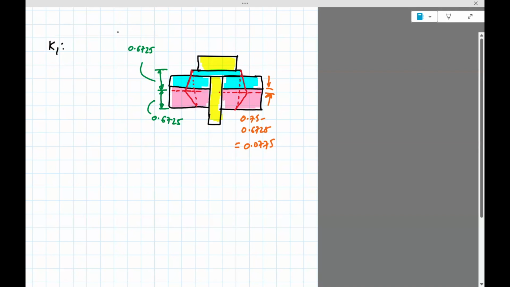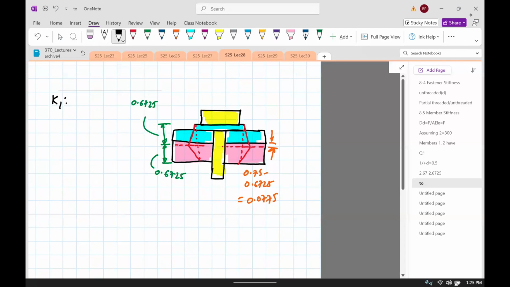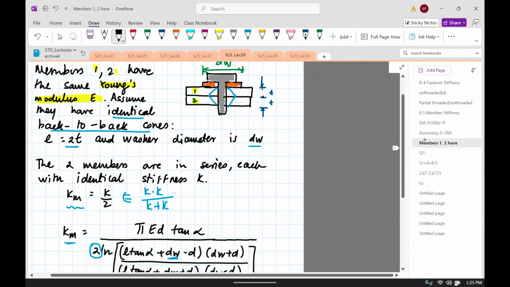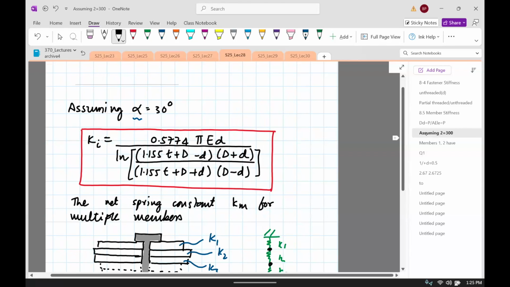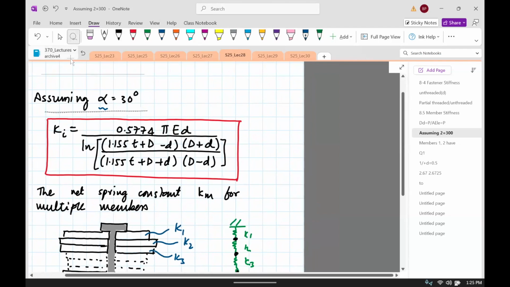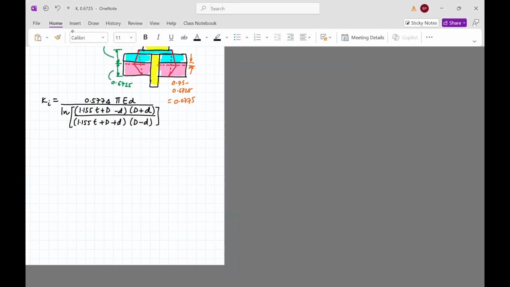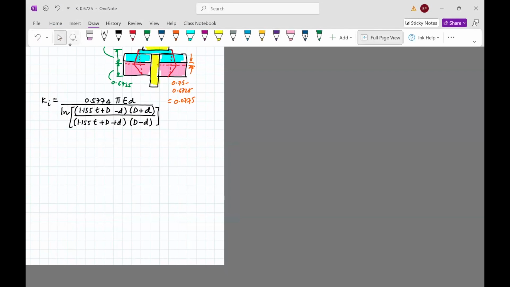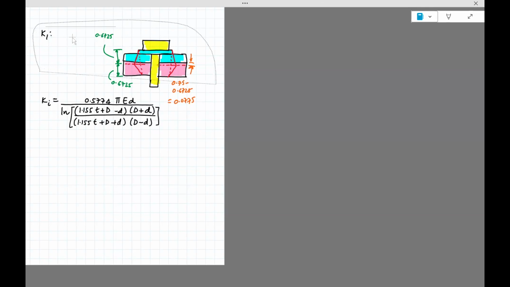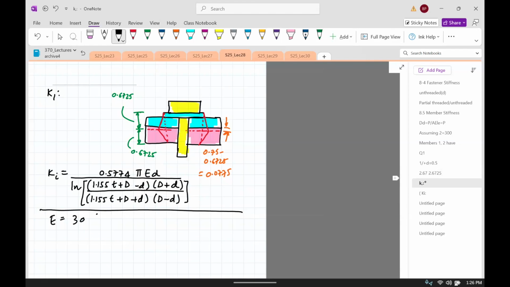Okay, so the formula we're going to use for all these cases, I just showed that to you. It was this one. This formula requires E, lowercase d, uppercase D, and t. So let's take this. Okay, so we'll need this 3 times. So I'm just going to copy it, save it 3 times. 30, 10 raised to 6.